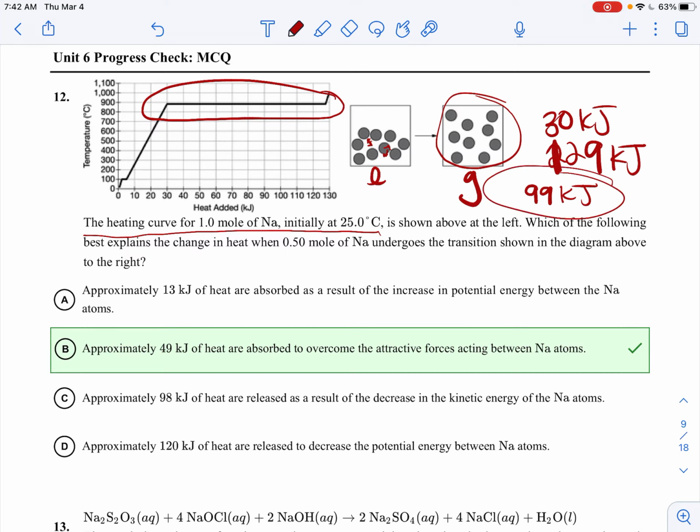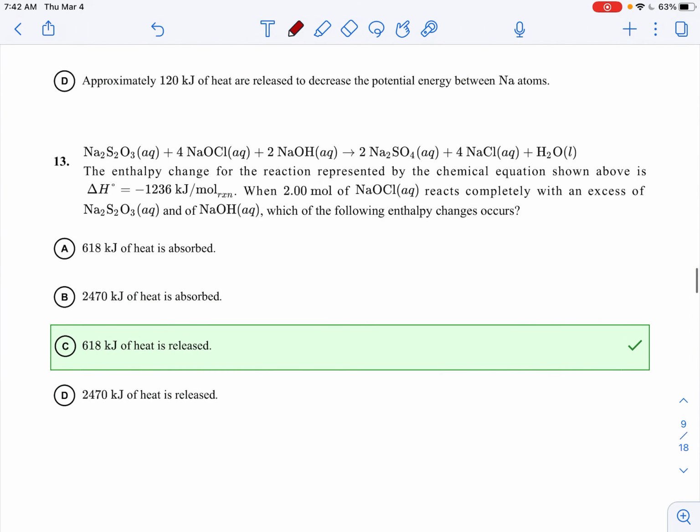Now, but look what it's asking. It says to explain the heat when half a mole of sodium undergoes the transition. So if we are doing half a mole, it's going to take half as much energy, and so we would do 99 divided by 2. And that would give you 49.5. It would take 49.5 kilojoules for half a mole to undergo this transition. And so the answer is going to be B.